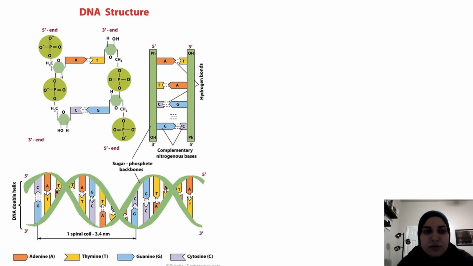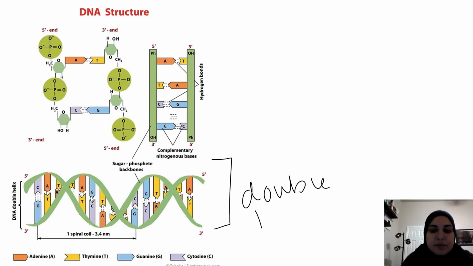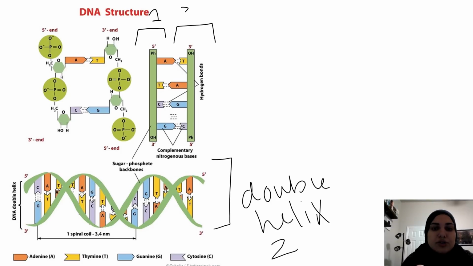Alrighty, so let's go ahead and review DNA structure really quickly. If I look at DNA, remember it is what we call a double helix. That means a double helix is two twisted strands of DNA. So it is two strands twisted together. If I look in this picture right here, here is strand number 1, here is strand number 2. What is holding those two strands together? Hydrogen bonds.